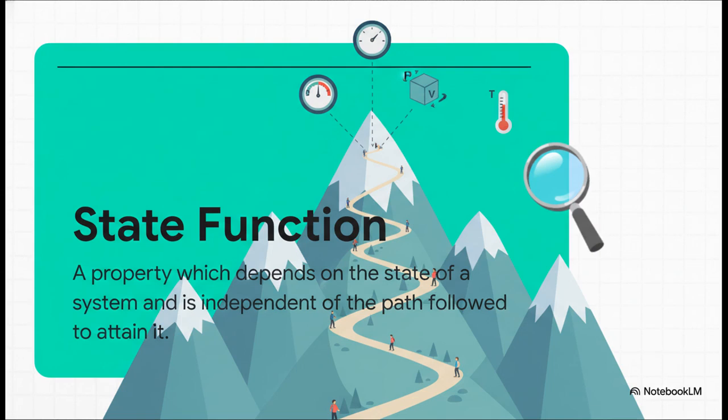Now for a really key concept, the state function. Imagine you're climbing a mountain. Your altitude at the very peak is a state function, right? It doesn't matter if you took the long, winding path or scrambled straight up the cliff, you're at the same height. In chemistry, things like pressure, volume, and temperature are just like that. They only depend on where the system is, not how it got there.